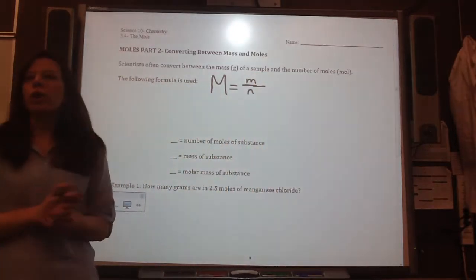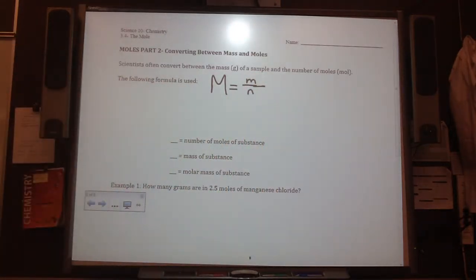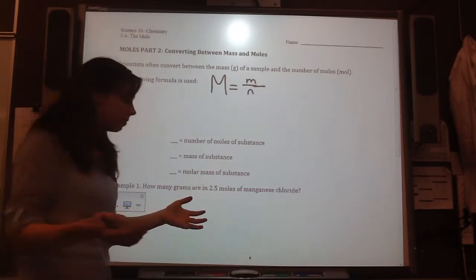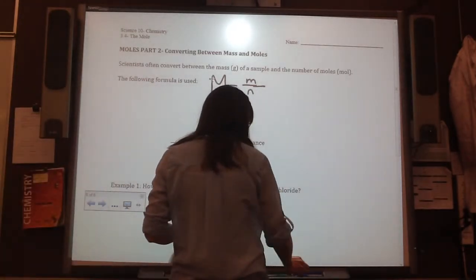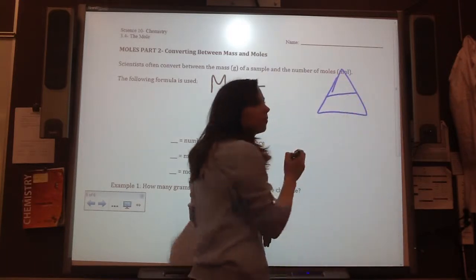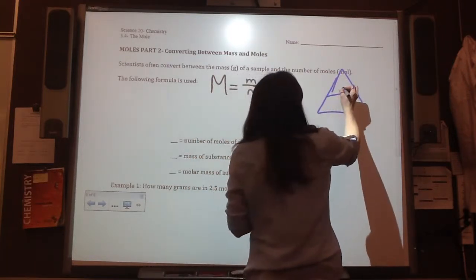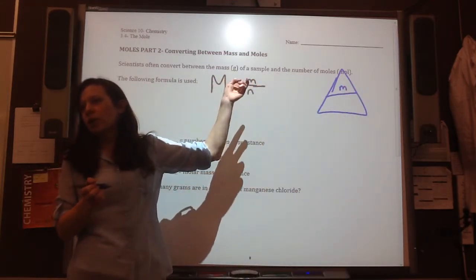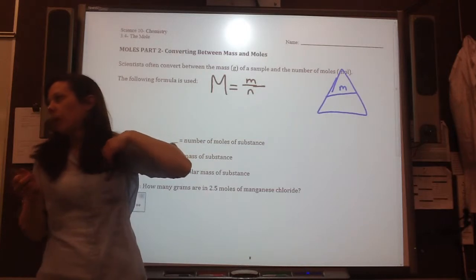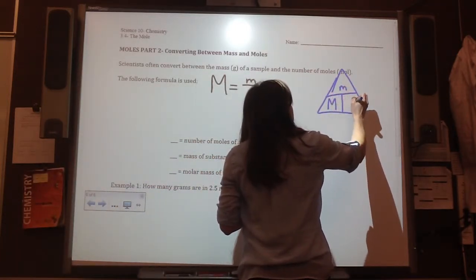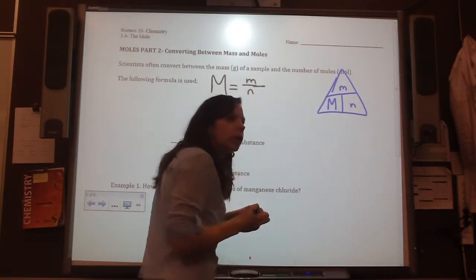Okay, so you need to be able to work with this formula in order to rearrange it. So we can set it up like a triangle, kind of like we did in physics. If I set this up as a triangle for rearranging, what goes on the top? Little m goes on the top. Remember, the thing that's on the top of the fraction goes on the top of the pyramid. And then we have our big M and our little n.